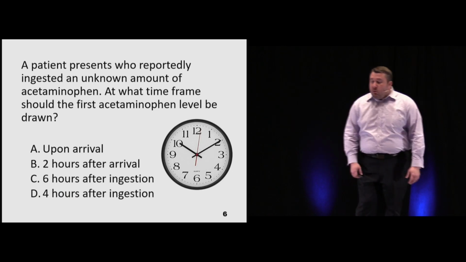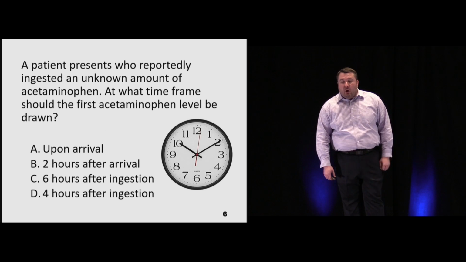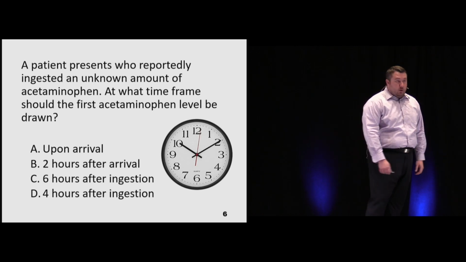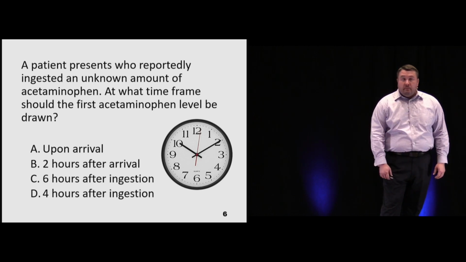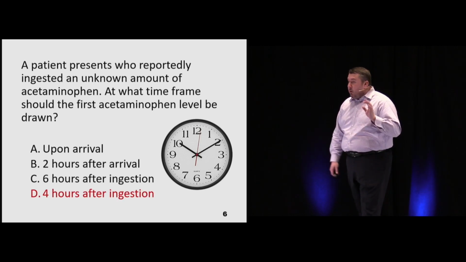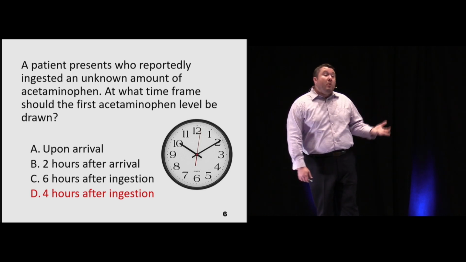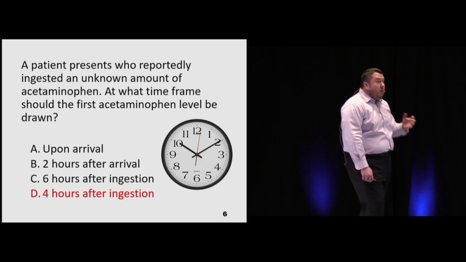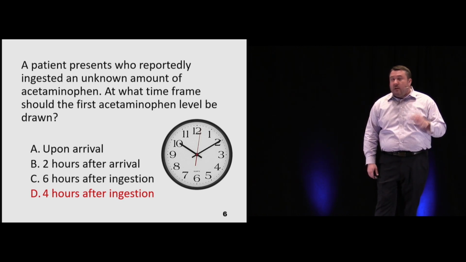A patient presents who reportedly ingested an unknown amount of acetaminophen. At what time frame should the first acetaminophen level be drawn? When do we want that? At 4 hours. It's the 4-hour lab level. So if I know when they ingested it, I want a 4-hour lab test, and that tells me if they're toxic or not. If we don't know when they ingested it, we'll draw one now, and then 4 hours from now. But within 4 hours of ingestion, we'll know if they're toxic or not using our nomogram.